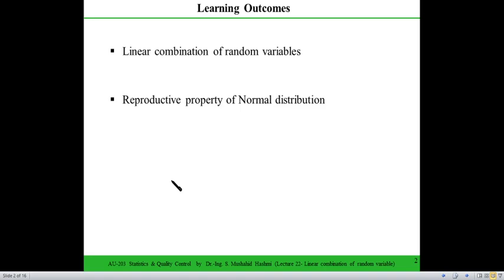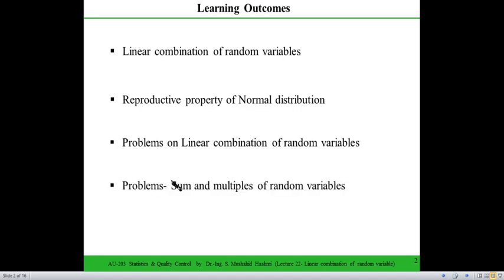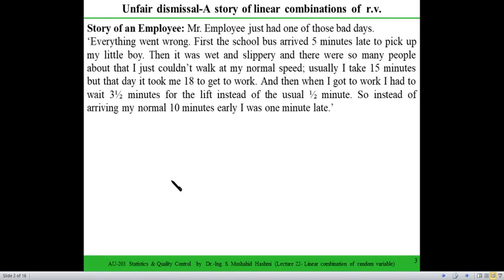And there is a property called the reproductive property of normal distribution. We will look into that, and then we will go into solving problems related with linear combinations of random variables. And in the end, we will look at problems where we are dealing with sums and multiples of random variables.